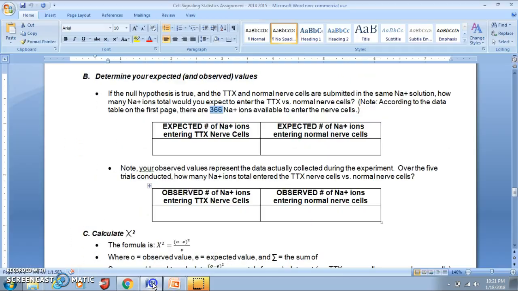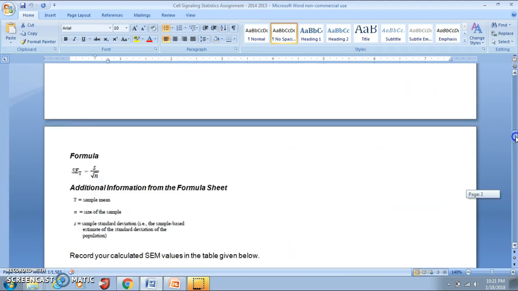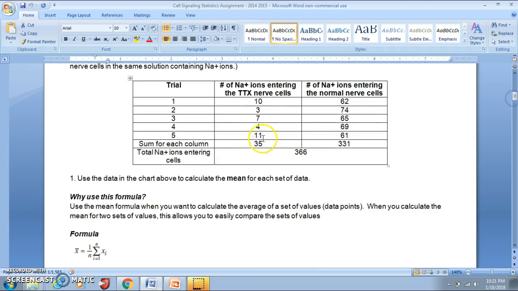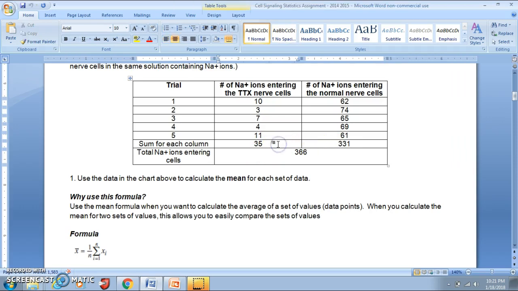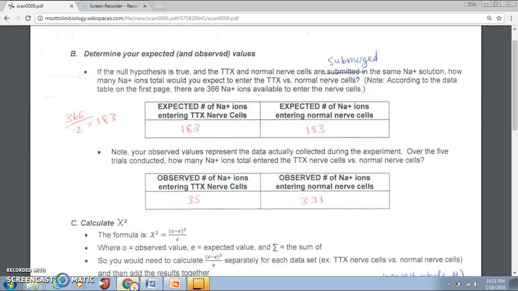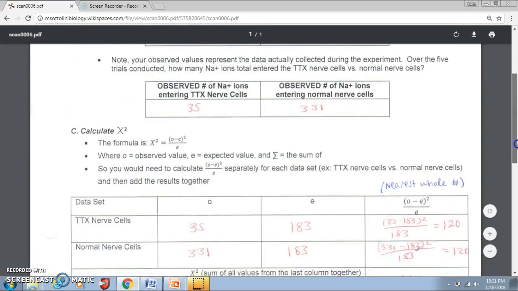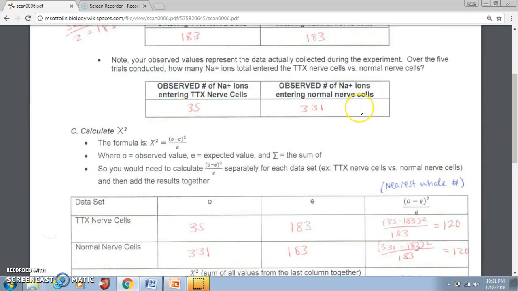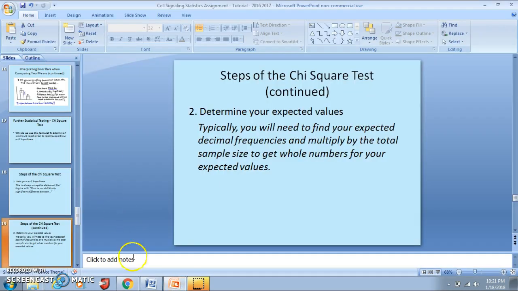Now, if we look back to the data table on the first page, remember when we summed up the values from all the trials, we had 35 sodium ions entering the TTX nerve cells and 331 sodium ions entering the normal nerve cells. Those are our observed values. So I filled in 35 for TTX and 331 for observed. And I'm sorry that this key is so hard to see.